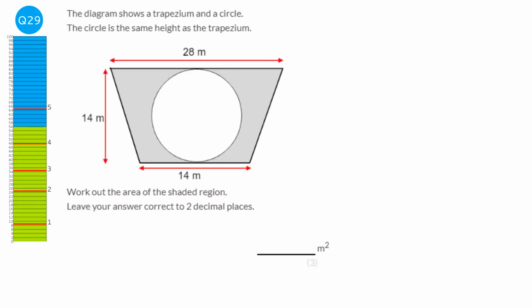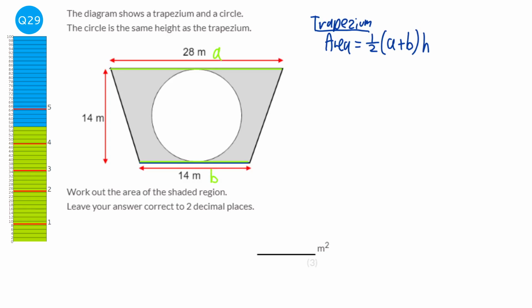25.73. So the first thing we're going to do is work out the area of the trapezium. And the formula for that is half brackets A plus B times H. Now A and B have to be the parallel sides. So here we've got the 2 parallel sides here. Just pick a different colour. Here and here. So that is A and B.